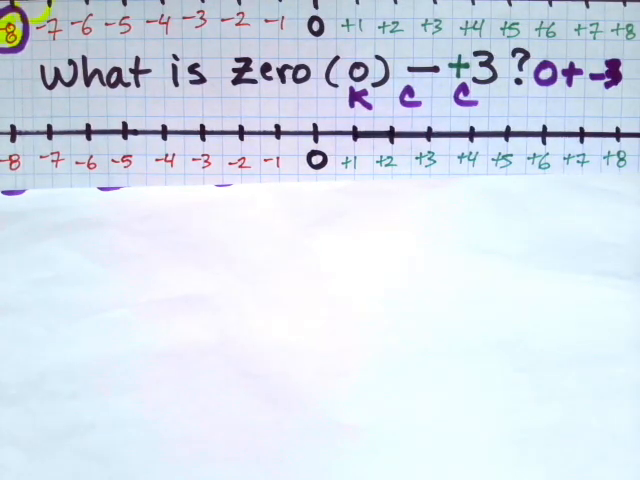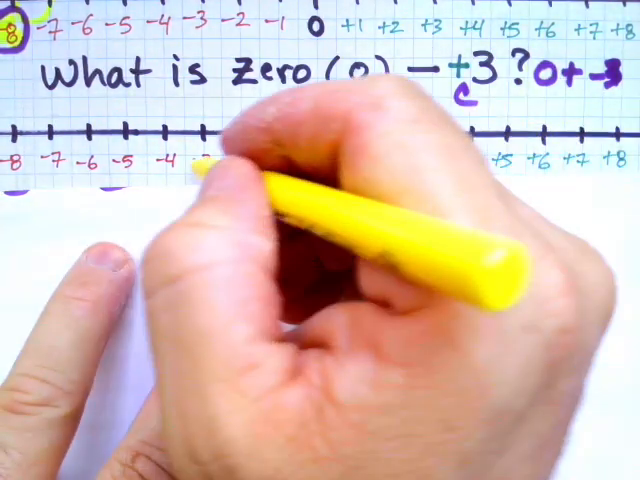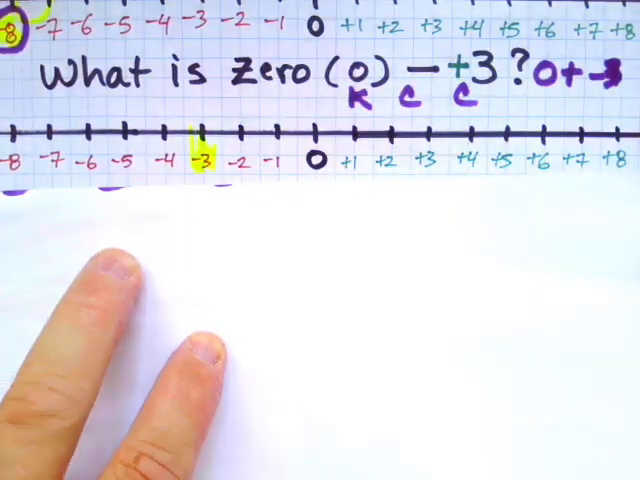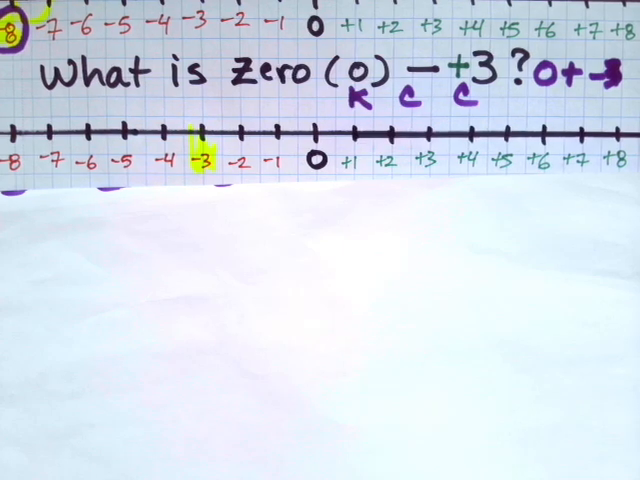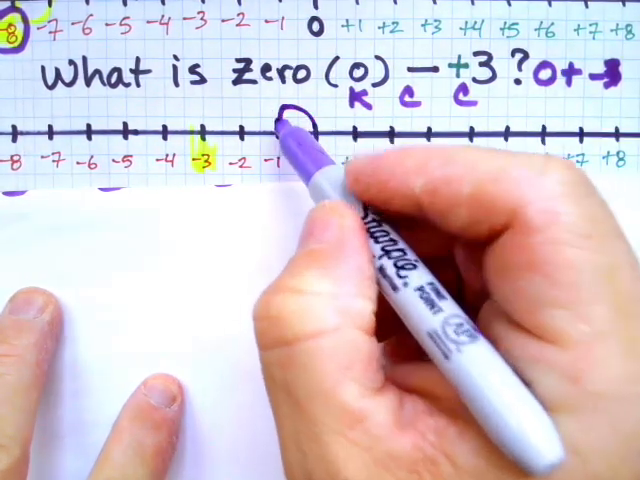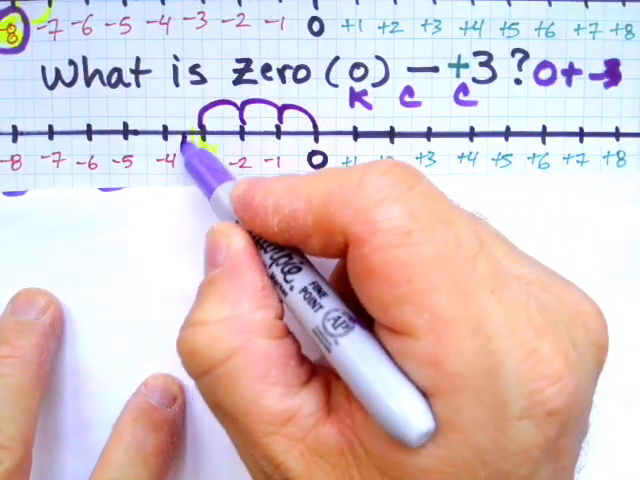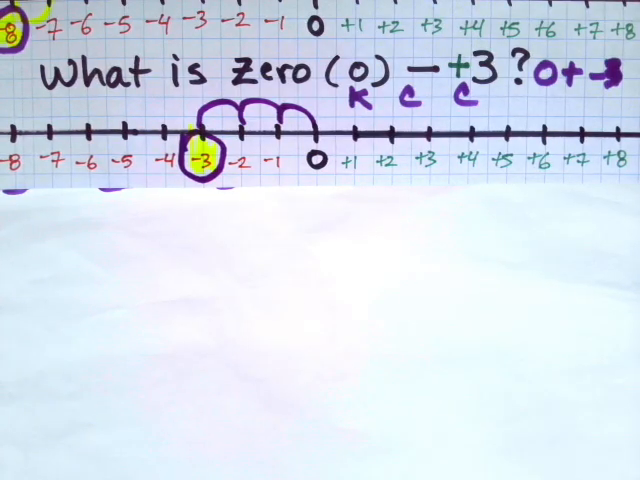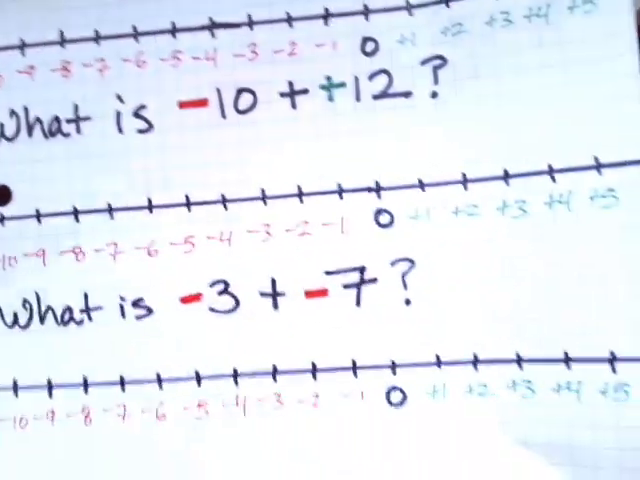So now I can start at 0 and go in the -3 direction. Or I could start at -3 and go nowhere. I'm starting at -3 and I'm going nowhere. That is my answer. That is my solution. Well, let's start at 0 and go -3. Starting at 0, I go -3: 1, 2, 3 times. And you can see my answer here is -3.